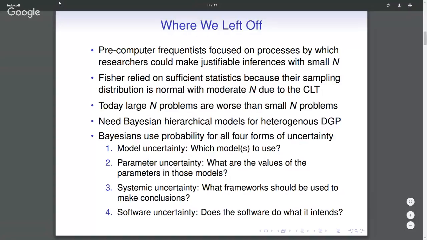But if you have 20 million observations, usually or invariably observational observations, and you're studying people as opposed to Fisher, who was studying biology, there's going to be a lot of heterogeneity in that data generating process, and your model has to capture that heterogeneity. And today's solution for today's problem is basically hierarchical modeling.